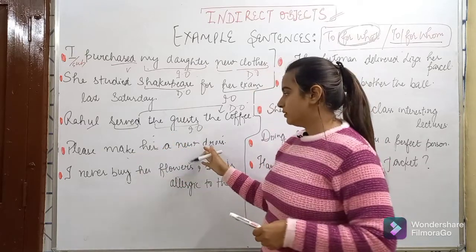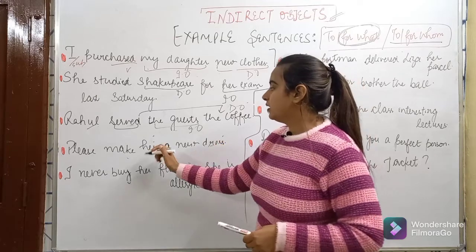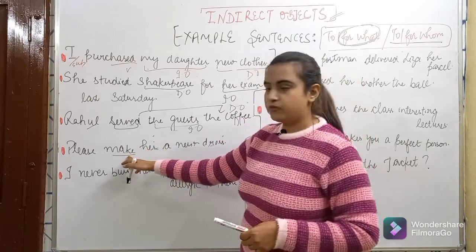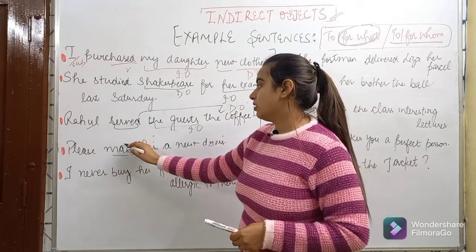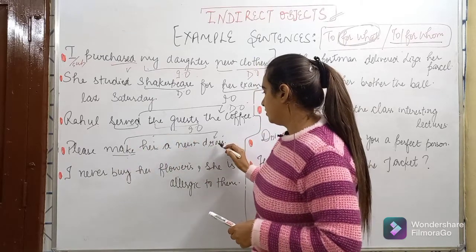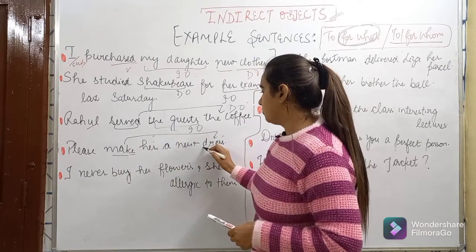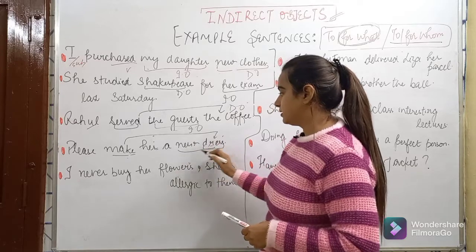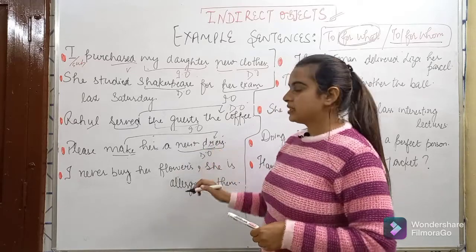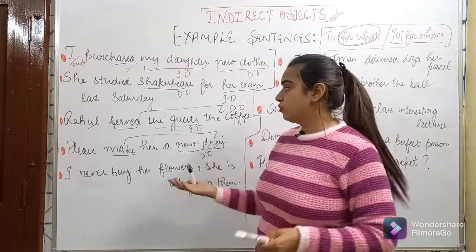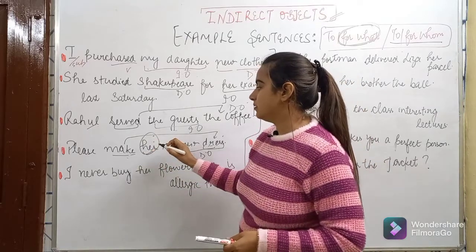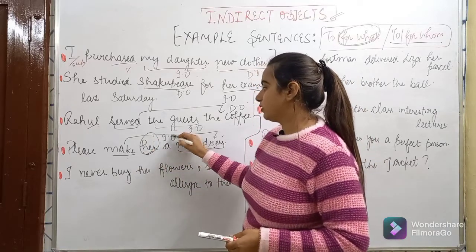Please make her a new dress. It is your verb, make. The action of make will be performed on the dress. New dress, it is the direct object. And for whom? To whom? For whom? Her. Objective case. It is your indirect object.